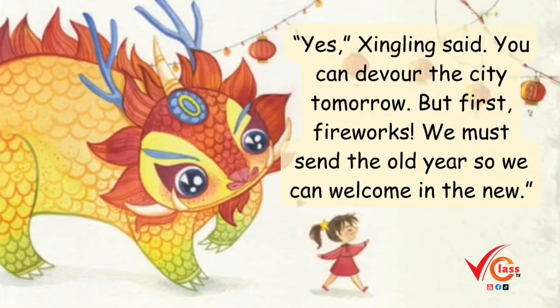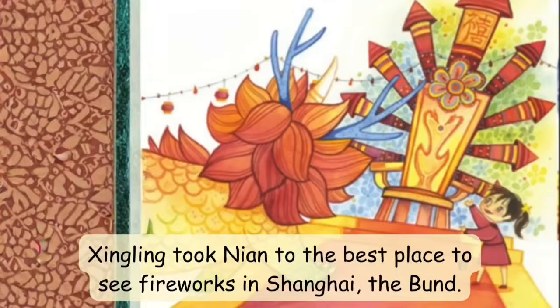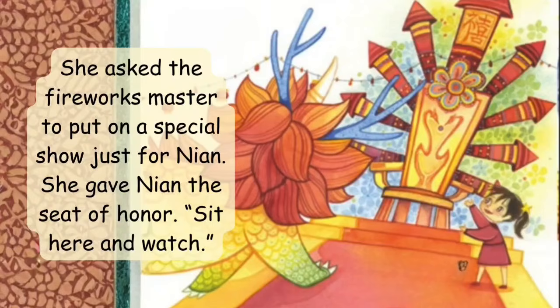He muttered. "Yes," Xingling said. "You can devour the city tomorrow, but first, fireworks. We must send the old year so we can welcome in the new." Xingling took Nian to the best place to see fireworks in Shanghai, the Bund. She asked the fireworks master to put on a special show just for Nian. She gave Nian the seat of honor.